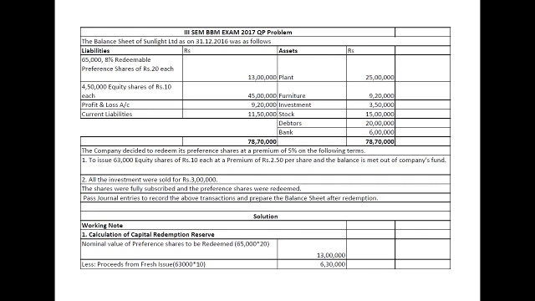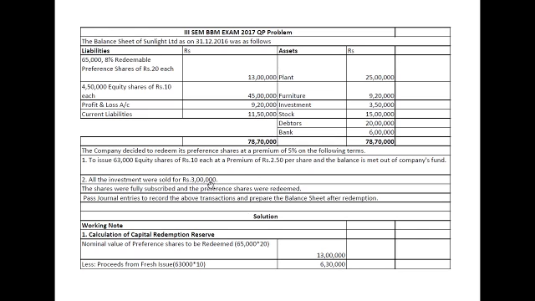So the company is going to issue 63,000 equity shares of rupees 10 each at a premium of 2.50 per share. Means the issue price is 10 plus premium value, it will come 12.50, and the balancing amount should be met from the company's fund. When there is any gap or a deficit amount, that will be taken out from the divisible profit or the available company's fund. Then for the purpose of redemption, all the investments were sold for rupees 3 lakh.